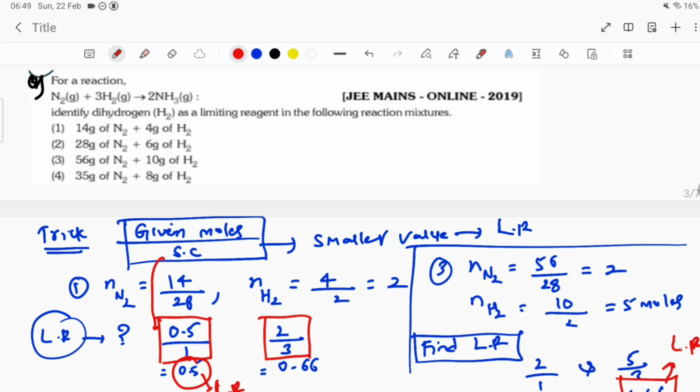In the third option, hydrogen is the limiting reagent. See the format. We calculated the number of moles of each, and the number of moles by stoichiometric coefficient. Stoichiometric coefficient means the numbers before the reactants and products. So the answer should be 3. After taking this ratio, whichever has the smaller value, that is the limiting reagent.